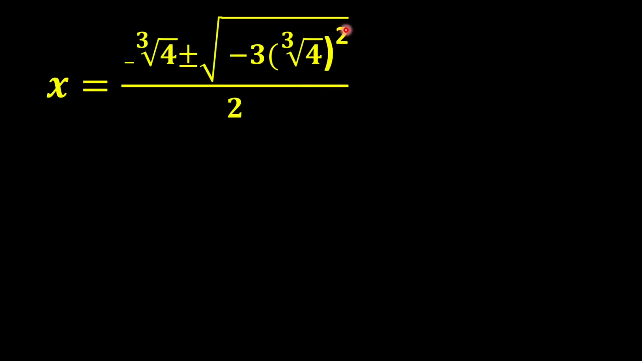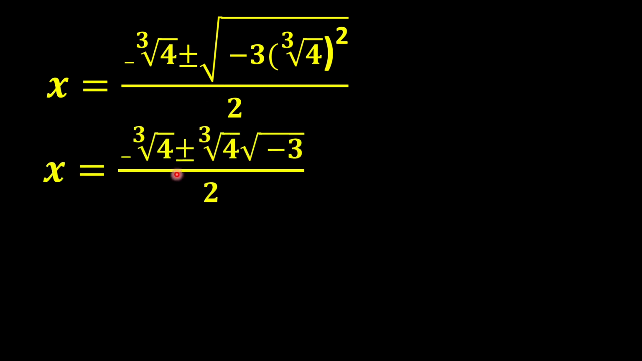And now if you see over here, this is a square and this will cancel with this square root, so it will come out of the root and the equation will become minus cube root of 4 plus minus cube root of 4 and square root of minus 3, because after cancelling this with the square root, it will come out of the root and the remaining term will be under root minus 3, and divided by 2.